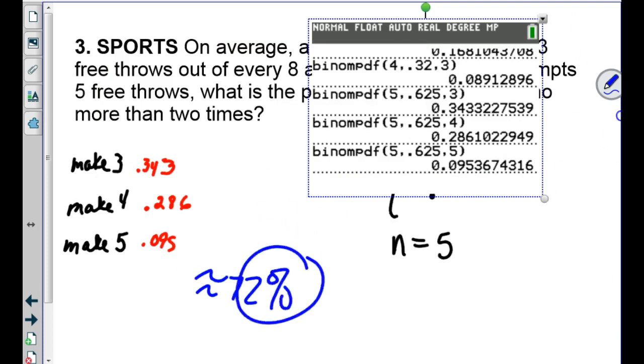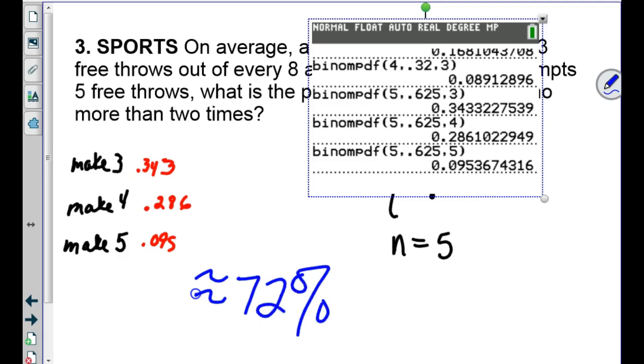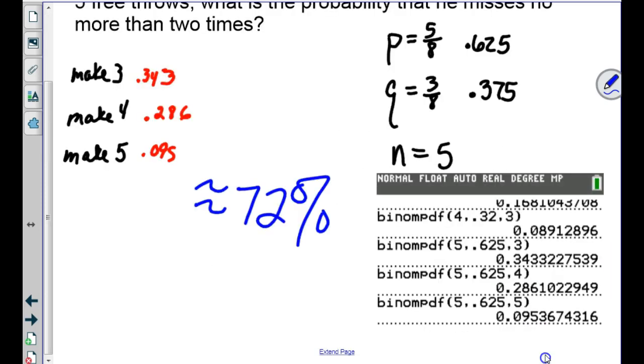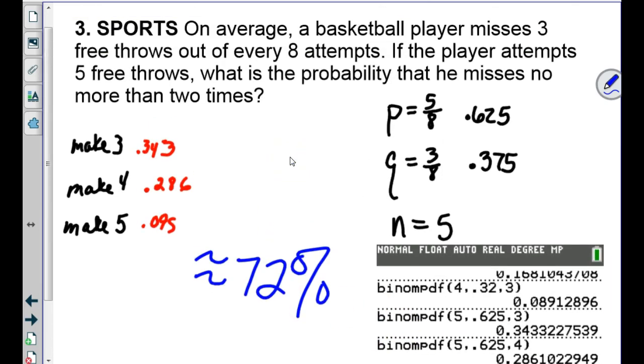Oh, well, my circle just messed up my whole answer. Ugh. All right. Print these slides. I want this here maybe. Okay. So what's the probability that he misses no more than 2 times? About 72%.